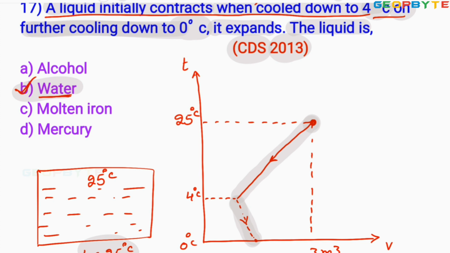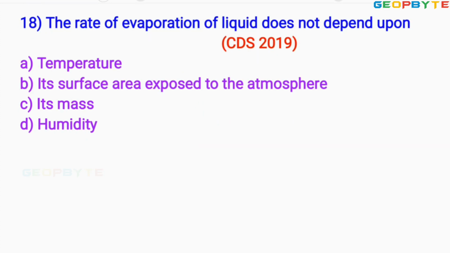Let us take the next problem. Look at the 18th problem, which was asked in 2019 for CDS. The problem is given like this: the rate of evaporation of a liquid does not depend on.